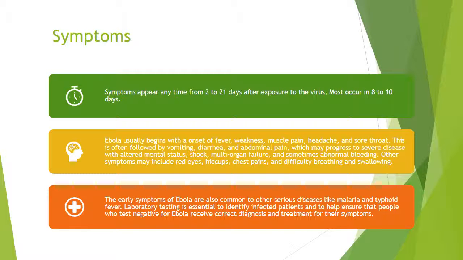So now we're going to talk about some symptoms. Symptoms of Ebola can develop anywhere from 2 to 21 days, although most symptoms appear between 8 to 10 days. It is important to remember that asymptomatic people cannot spread the disease. So what to look for in Ebola?